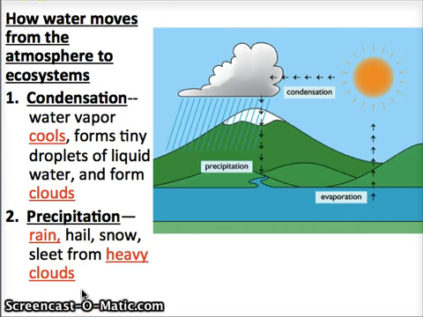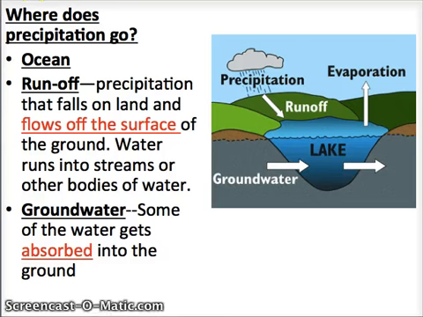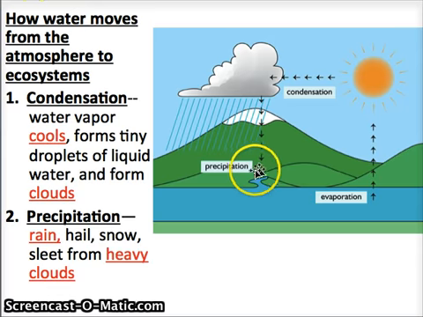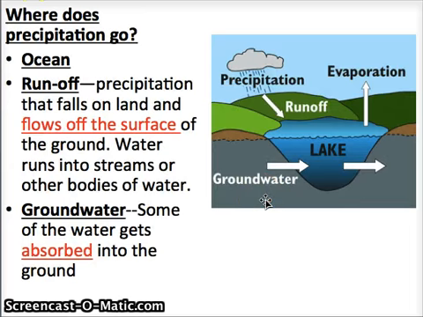Now let's talk about one more part of the water cycle. And let's talk about what happens after the precipitation. So after the rain falls back down on the ecosystems, where does it actually go? Well, some of it goes into the ocean, and before it goes into the ocean, it falls through rivers and lakes, which empties into the ocean. And I think you can see a picture of that here. It will fall through rivers and lakes, go back into the ocean.